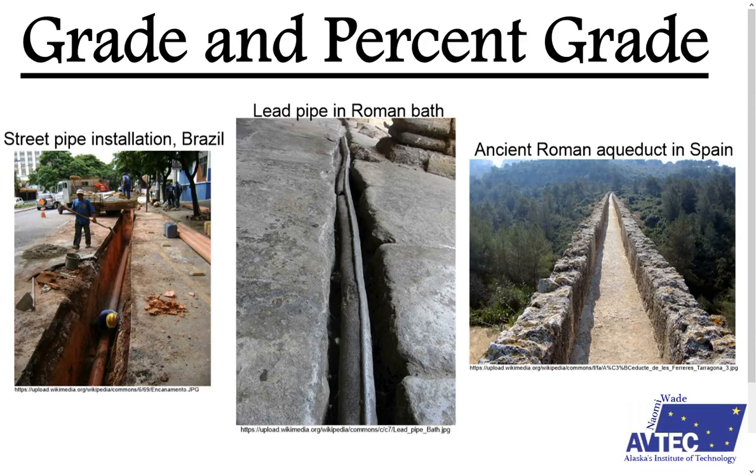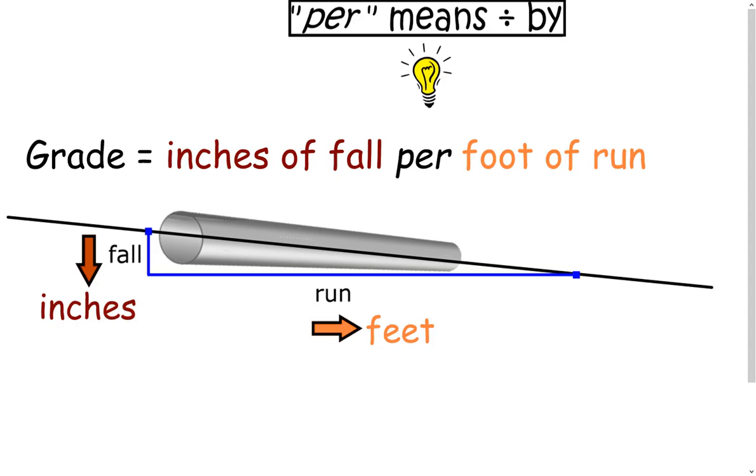In this video, we'll talk about grade and percent grade and how they're based on the relationship between run and fall. Grade is inches of fall per foot of run, and per means divide by. Inches are what the fall is based in units, and the run is in feet. If they're not in those units, you have to convert before you find the grade.